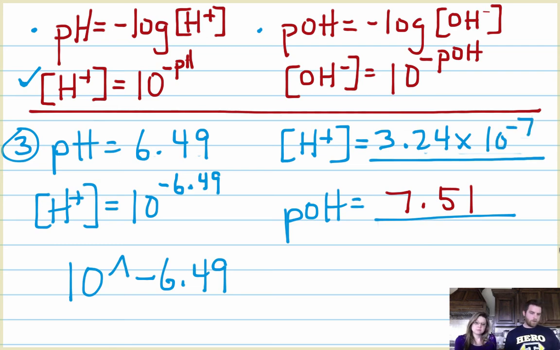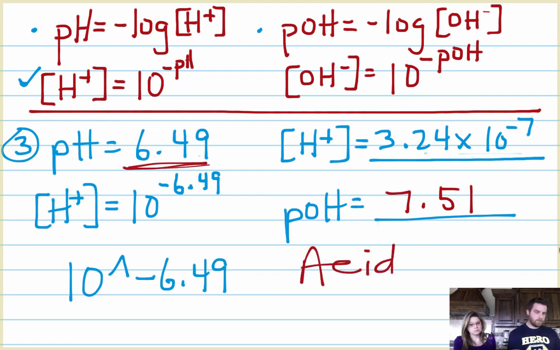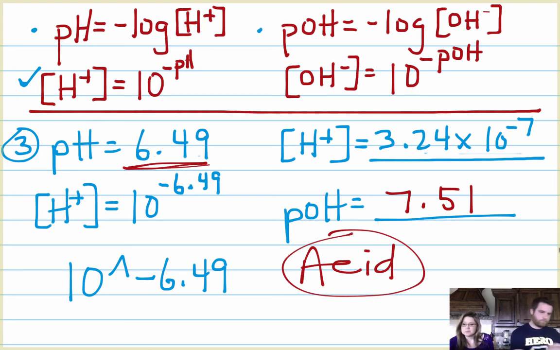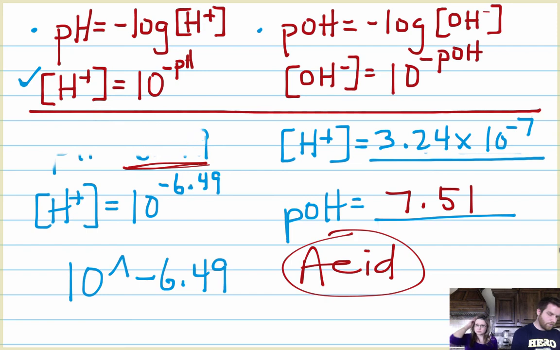Okay, so we've got our two answers. The pH, we already know this. The pH was below 7, so this is an acid. All right. Okay, let's do one more, just for good measure.